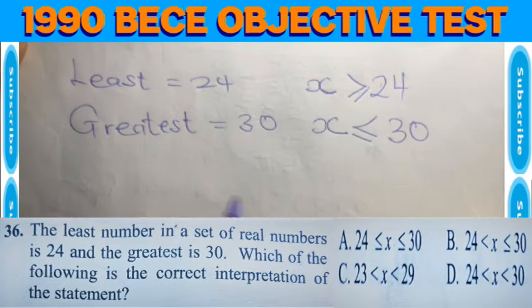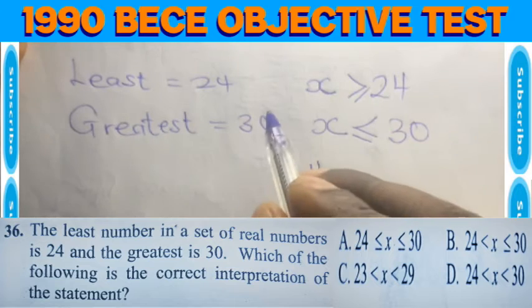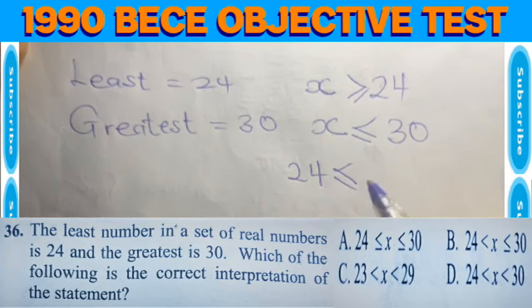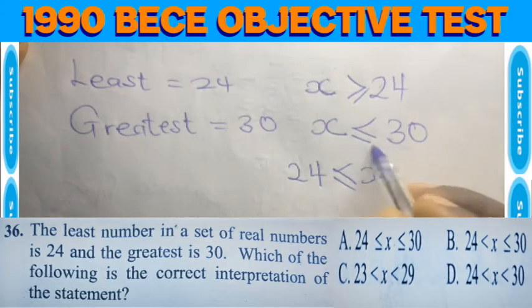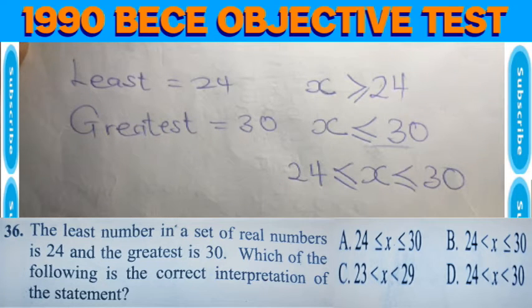And finally, to put this into writing, we flip this. 24 comes first from the top, and the sign will also change. Now it will become is less than or equal to, because 24 comes first. Then the x comes, and then this one continues: less than or equal to 30. That's how it is written. So this becomes 24 is less than or equal to x, which is less than or equal to 30. That is the final answer. Compare with the alternatives, the one that matches this particular answer. So now we are done with question 36.